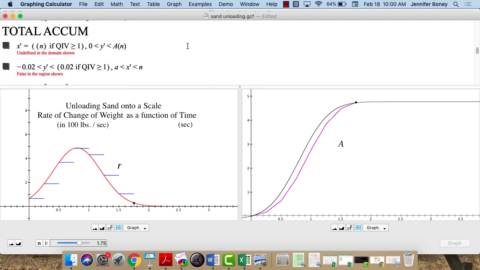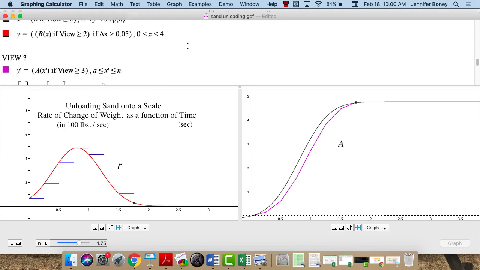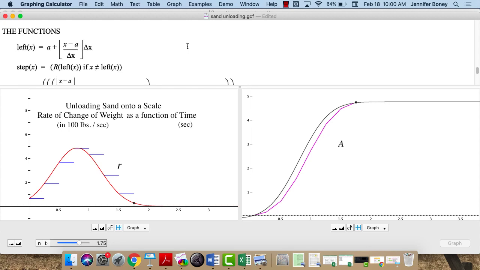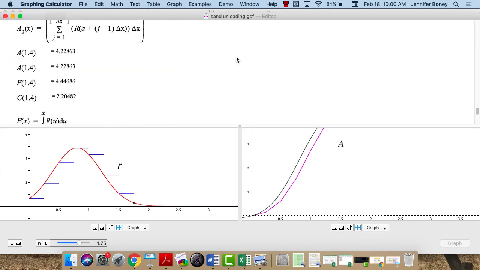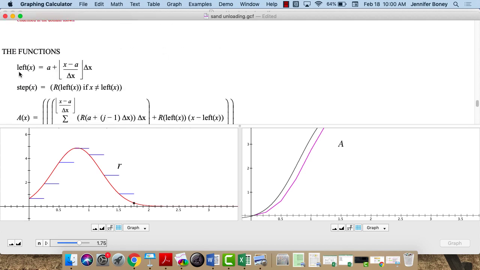This is all the programming behind making that look cool. Looks pretty ugly, right? Where is it? It's the last one. So, in order for this to work, you have to define all the functions you're going to use, including left. Left isn't a built-in function. So here's that a plus x minus a over delta x, delta x.